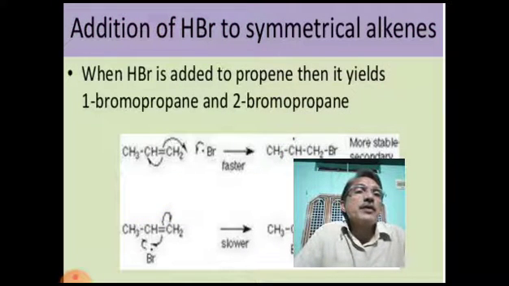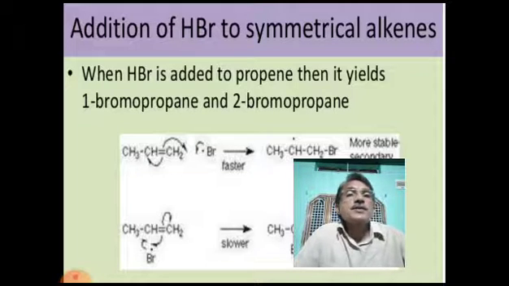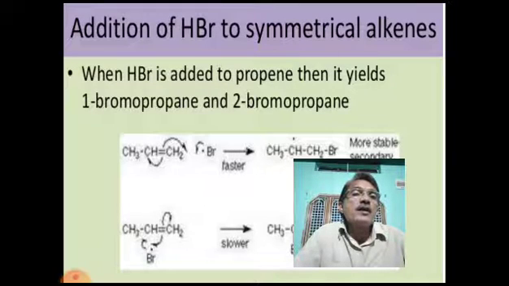Addition of HBr to unsymmetrical alkenes. When HBr is added to propene, it yields 1-bromopropane and 2-bromopropane. Here propene is an unsymmetrical alkene. When HBr is added to an unsymmetrical alkene like propene, two probable products are possible. One is 1-bromopropane, another is 2-bromopropane.